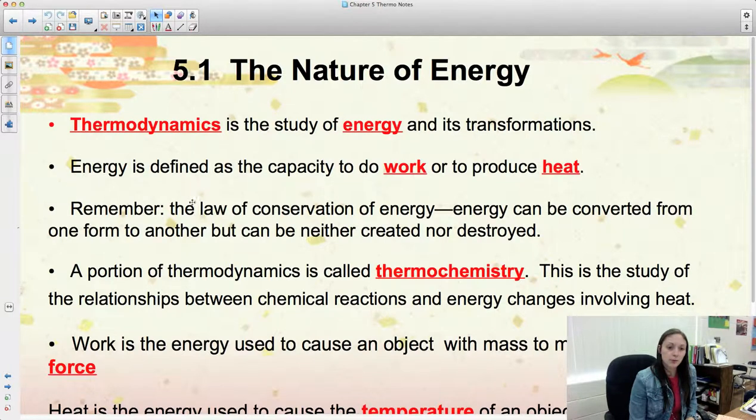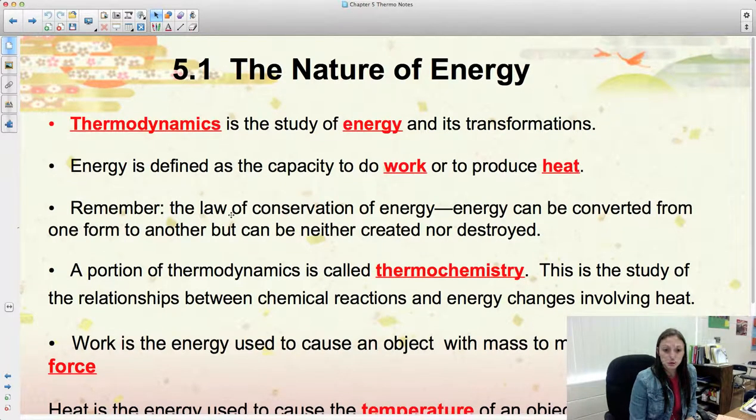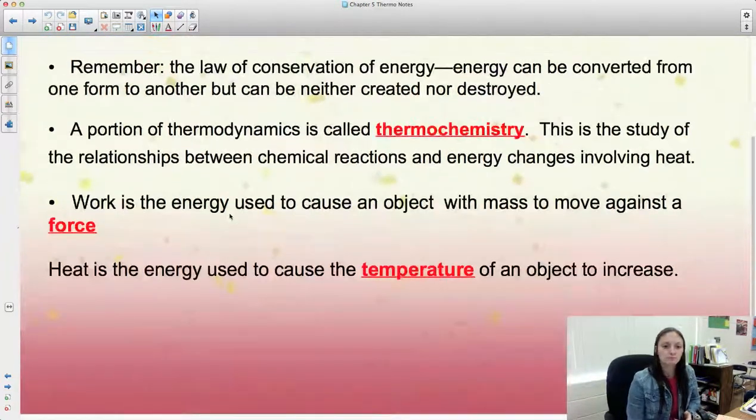The portion of thermodynamics that we're going to look at is called thermochemistry, and this involves the relationship between a chemical reaction and energy and heat. Thermodynamics in general includes a lot of physics things. We're going to look mostly at just the chemistry part of it.